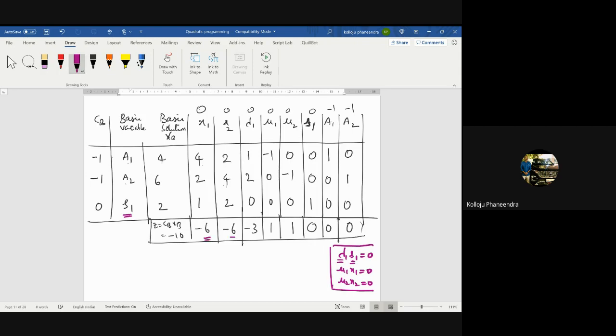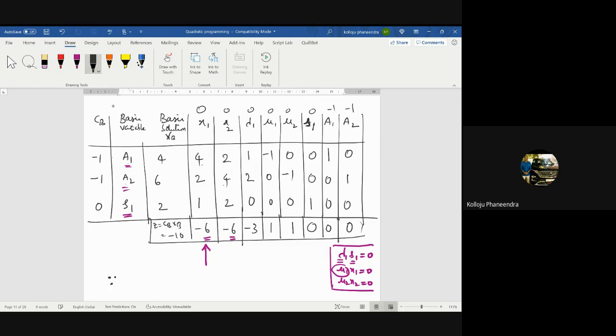Anyway, in the most negative, where is this one? Most negative is minus 6 here. So you can enter any one. I will enter x1. When entering the x1 variable, keep in mind that mu1 cannot be basic. Is mu1 a basic variable? No. So I can enter. Right. Write that step here.